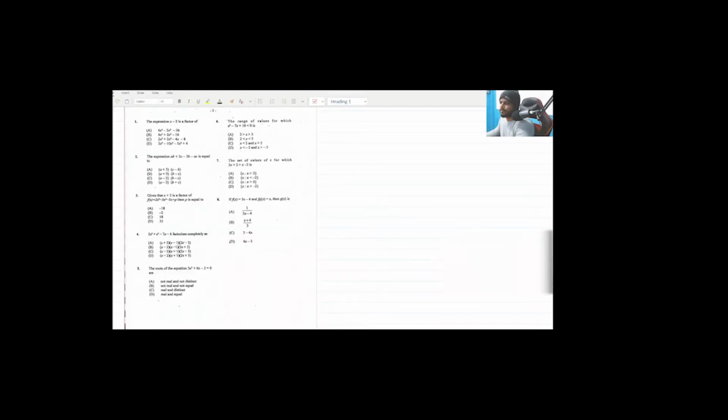Was this in, guys? So, as promised, paper 1, 2013, let me get things started. The expression x minus 2 is a factor of... so all we have to do here is just plug in x is equal to 2.